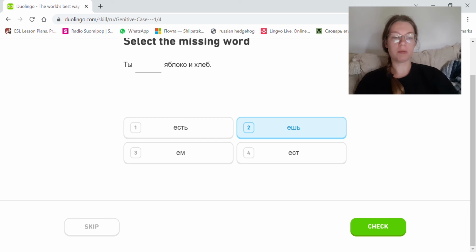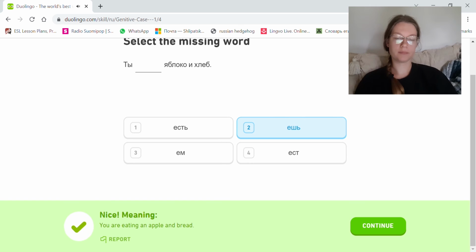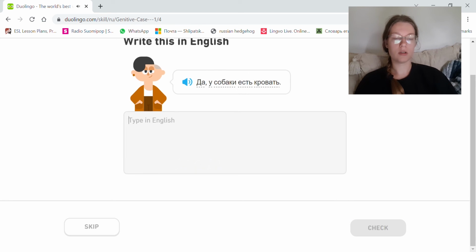Ты ешь яблоко и хлеб. You are eating an apple and bread. Да, у собаки есть кровать. Yes, the dog has a bed.